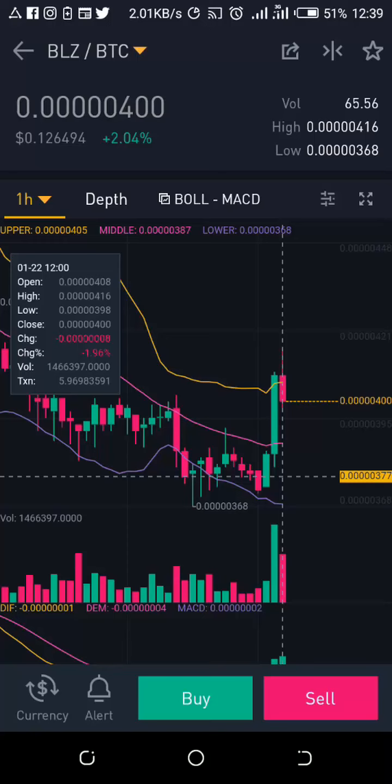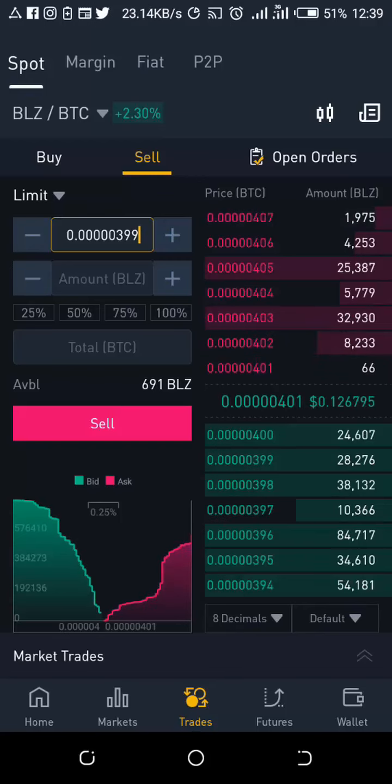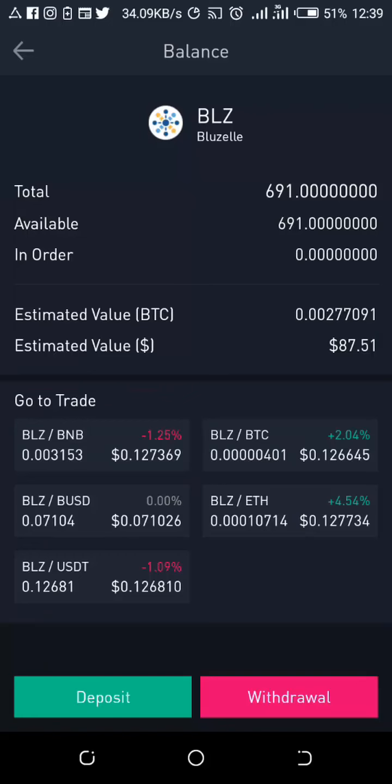All right, so let's go and complete our trade. So we have BLZ to sell already. Let's look at our wallet. Let's check. As you can see, we actually traded with 86.30 something cents. Okay, let's say $86.